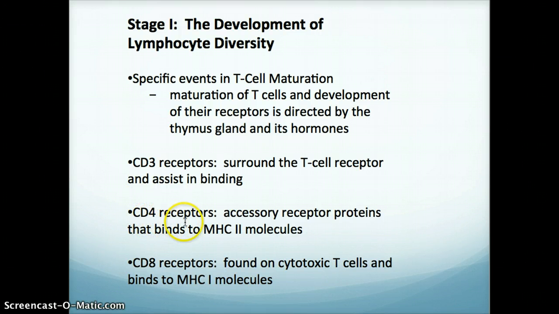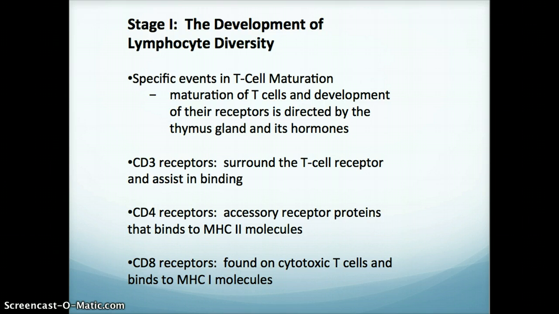There are also the CD4 receptors, and these are accessory receptor proteins, and they bind to that MHC2 molecule, which you should remember from my last lecture. And then we have CD8 receptors in the T cells that are found on cytotoxic T cells, which I'll talk a little bit more about in a later lecture. But the cytotoxic T cells will have these CD8 receptors that bind to MHC1 molecules. So these are different parts of the development of that T cell maturation.